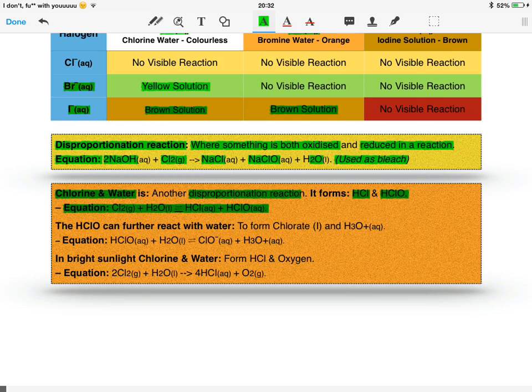The HClO formed from this reaction can further react with water to form chlorate and H3O+, and the equation for this is here.